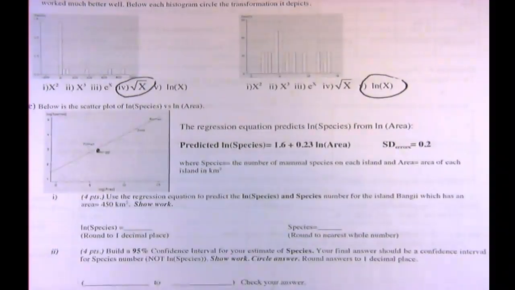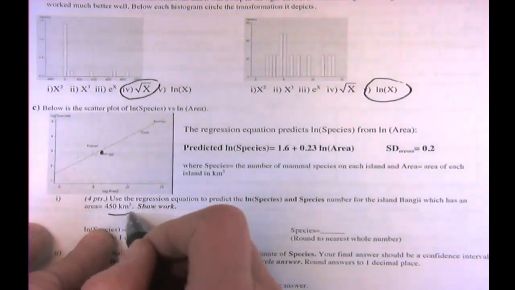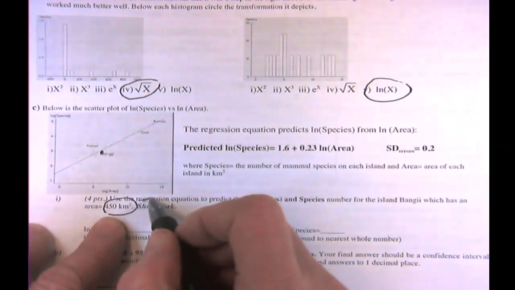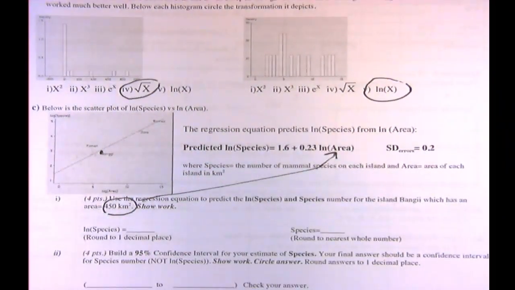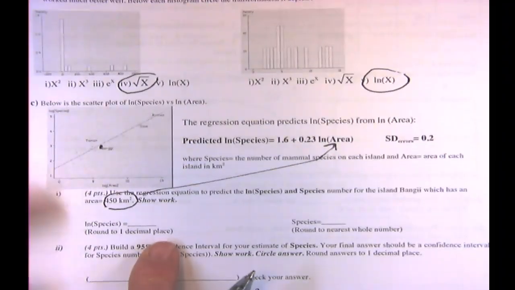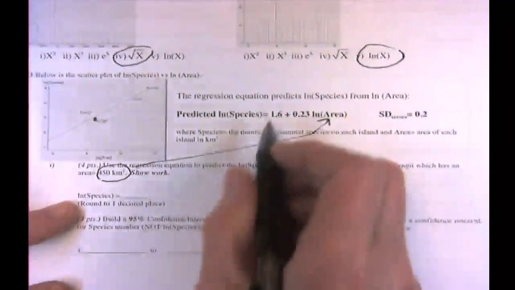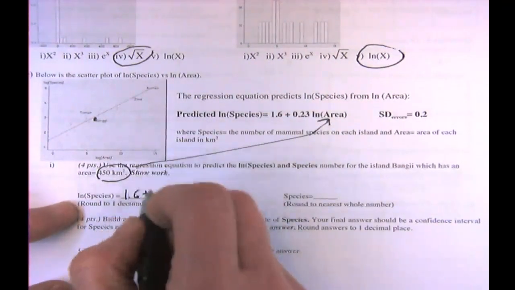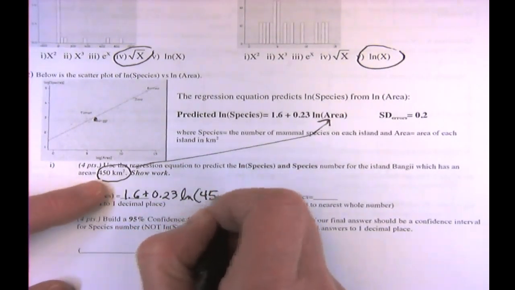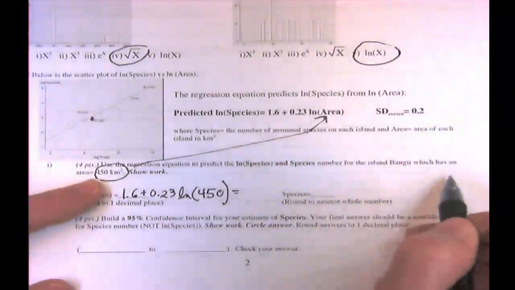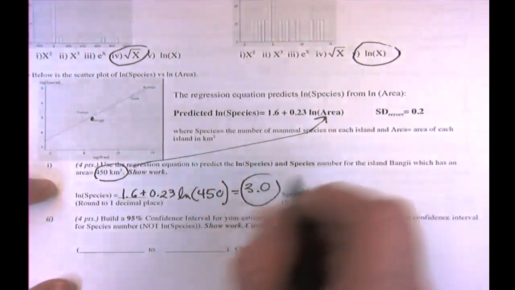All right, so that's the one we're going to make a prediction for, and its area is 450, so all we're going to do is put area in there. It's super easy, and just solve for our log species. Okay, so the log of the number of species is what? That's just going to be 1.6 plus 0.23 times the log of 450. And I did that, and it says round to one decimal place, and to one decimal place, that's what I got, 3.0.